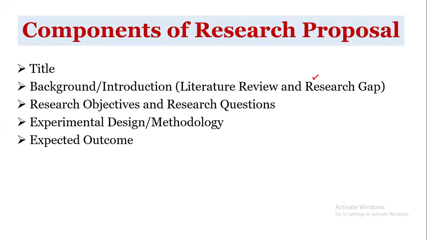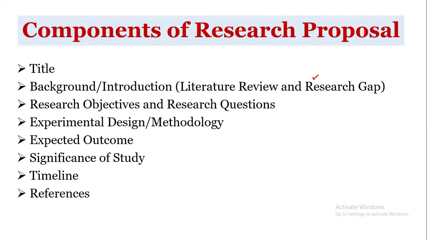Then expected outcome or expected results, and then significance of the study, and last the timeline, in which you have to mention in how much time you will complete that particular project. So it will simply show how realistic you are. If you are writing a proposal for an MS program, then definitely your research should be completed in 1 year. And if it is a PhD research proposal, then definitely the time duration will be 3 to 4 years. And the last one is references, which must be in a particular format.